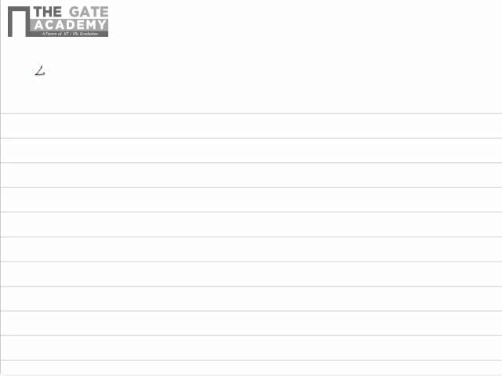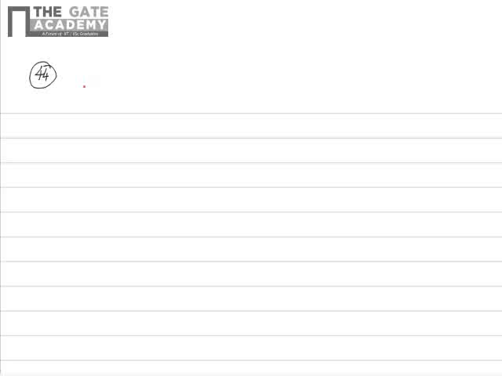Test series 1, question number 44. The question is about a fault on a bus. 4 identical generators are shown. We are given that a fault has occurred on a bus.